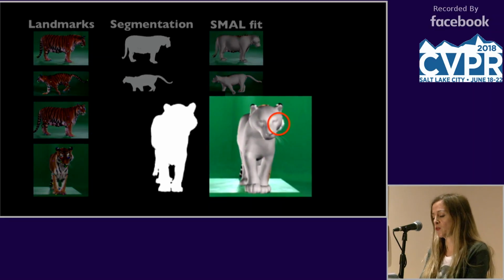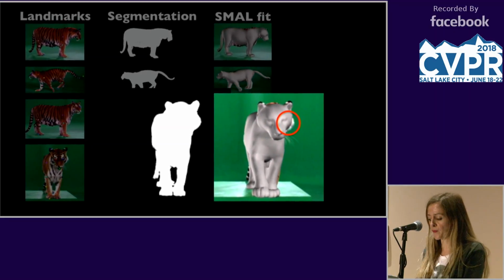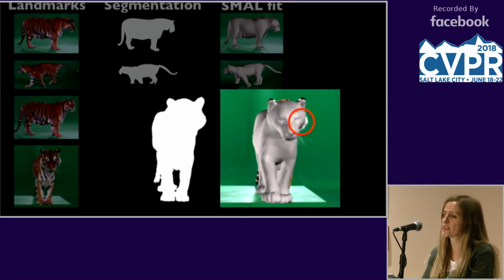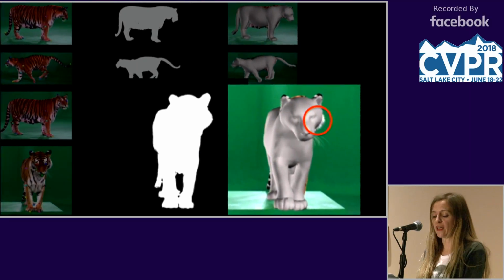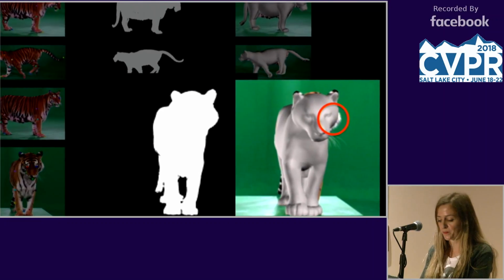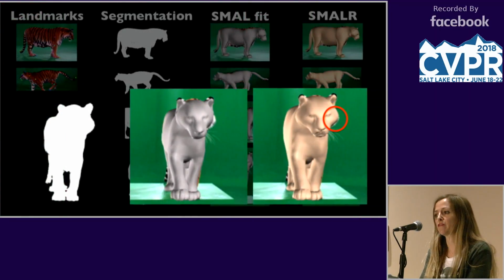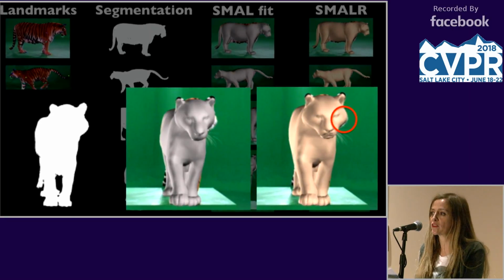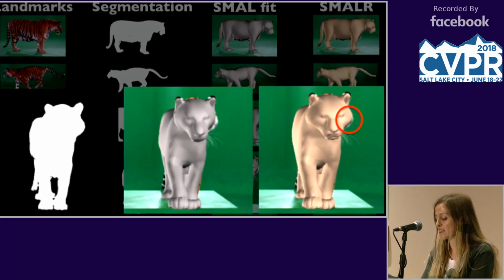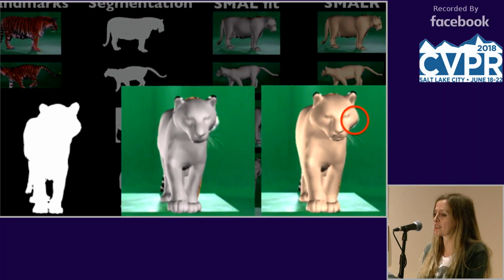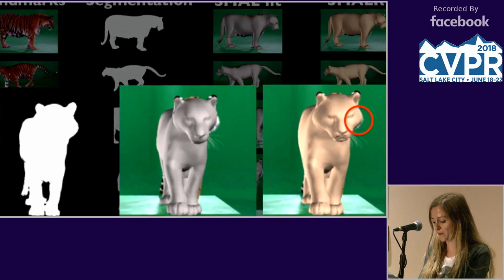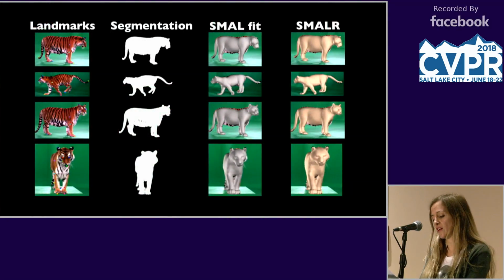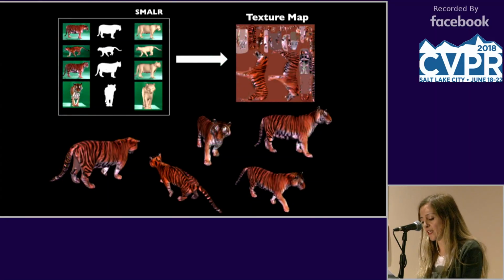So this gives us a good initialization, but it is not enough. The SMAL model has been learned from a small set of 3D scans of animals and cannot generate fine shape details. Therefore, we perform a refinement step where we improve silhouette and keypoint matching, optimizing over the mesh vertices. And this is a high-dimensional problem, so we impose smoothness and symmetry to regularize the solution. Our method is called SMALR, for SMAL with refinement.